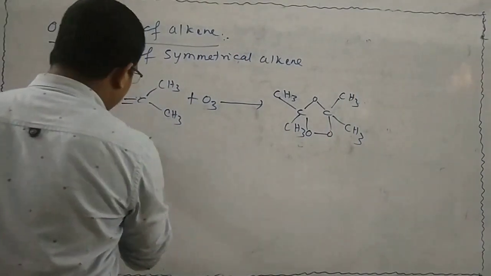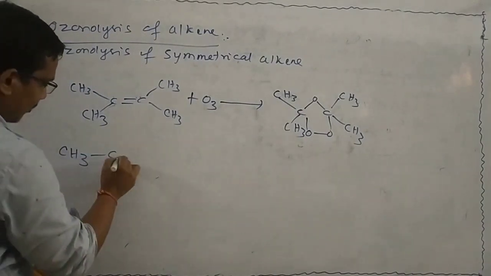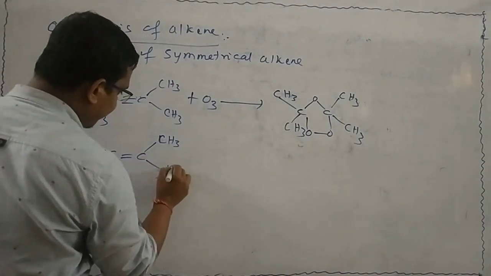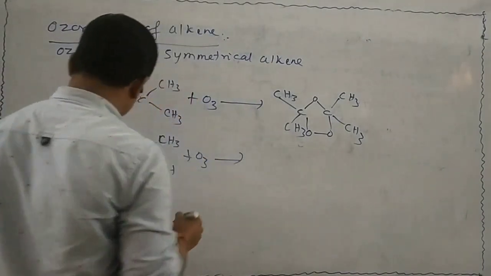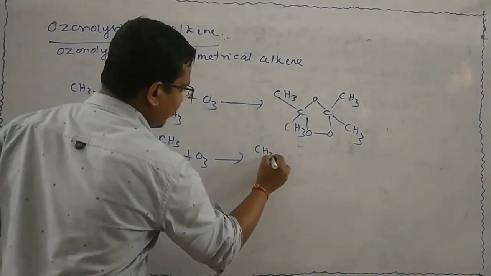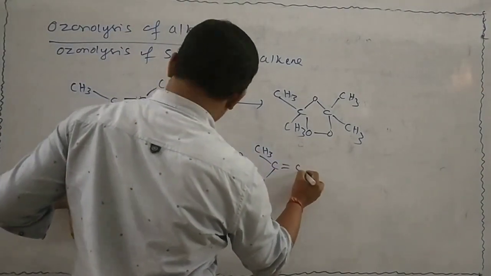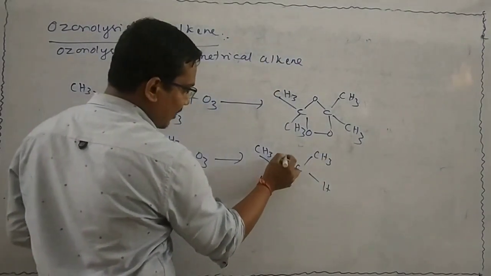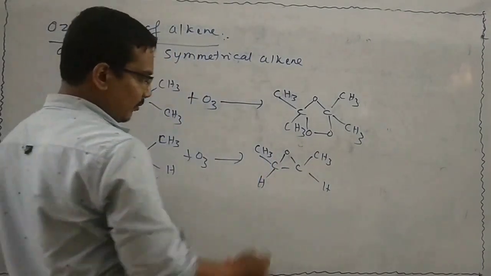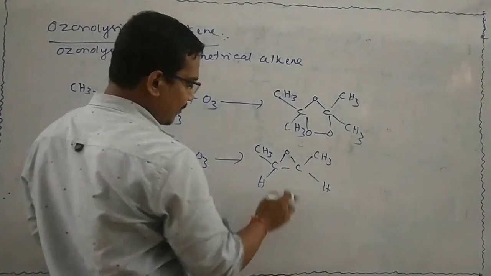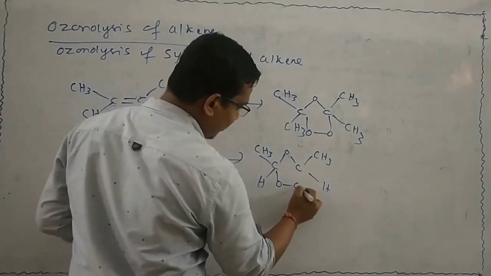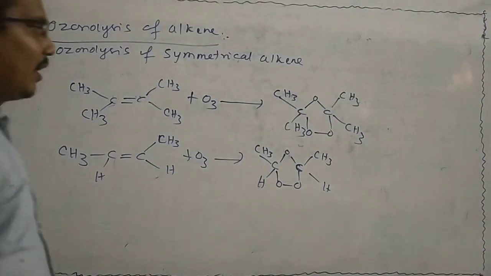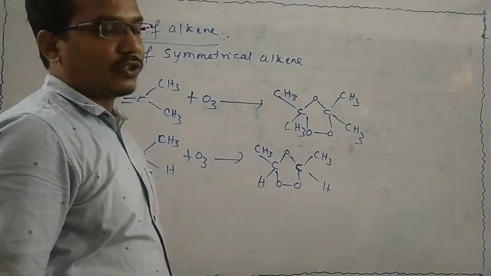You can also write another equation that has already come. This is the first equation, the first symmetrical alkene. You can also write CH3, double bond, CH3. Now break this bond and join the O bond, O bond again, and break this, join here like this. These are the corresponding ozonides. It is an unstable product. These ozonides are unstable products.